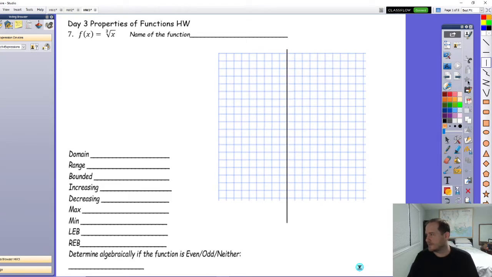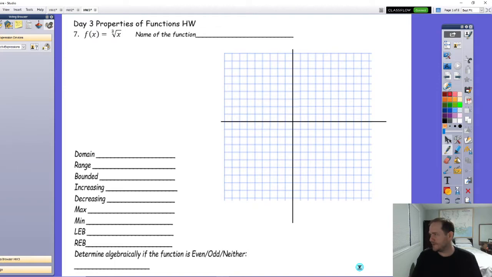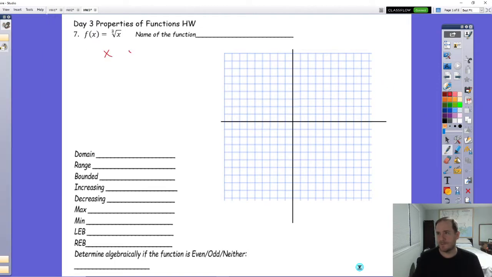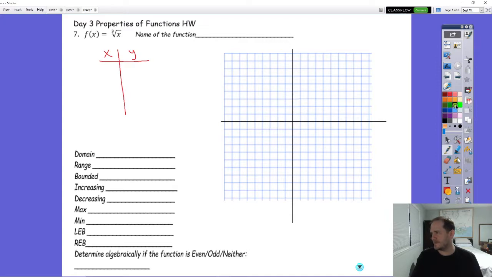But if you don't, you could just plot some points. I'm going to build a grid. Let's work from thinking you don't know the shape of this graph already, and just build a t-chart of x and y values. There's always somebody who doesn't know why it's called a t-chart. It's called a t-chart because it makes the letter T. That's all we mean when we say a t-chart.